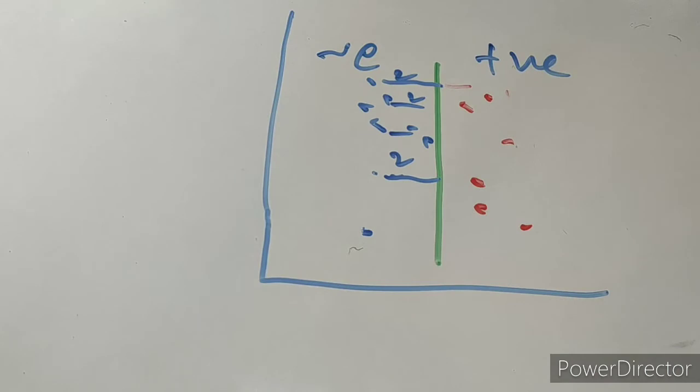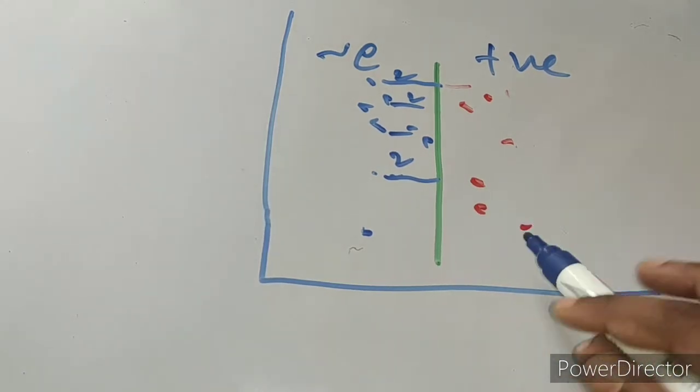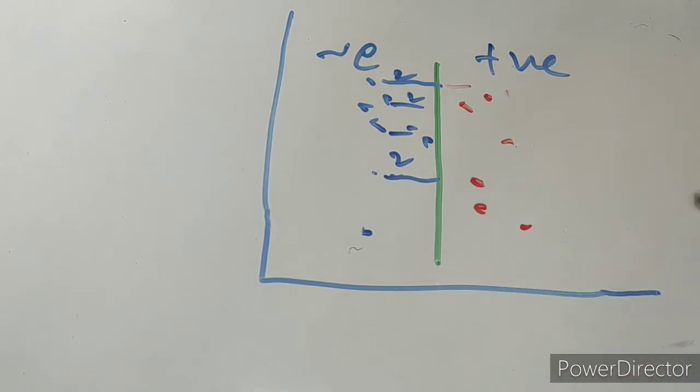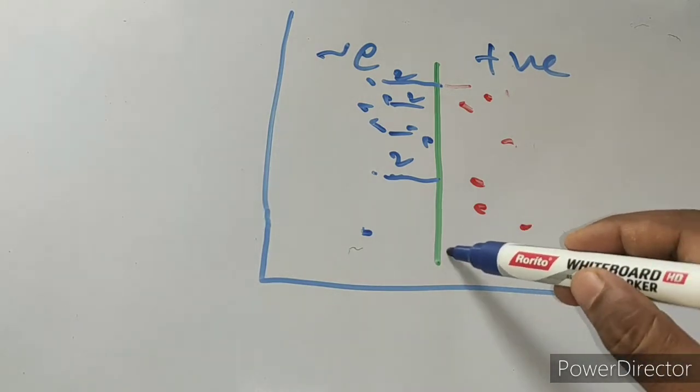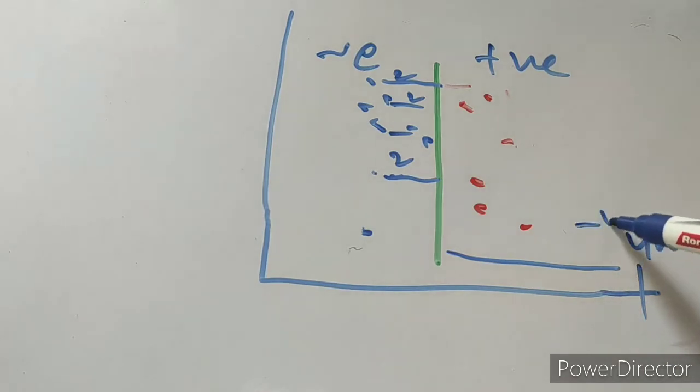Now suppose there is an outlier present. If the data is like this, it is properly classified. Suppose we are introducing an outlier. The outlier is here, at a distance of 400, and this is negative 400. How does it work? Let's see.